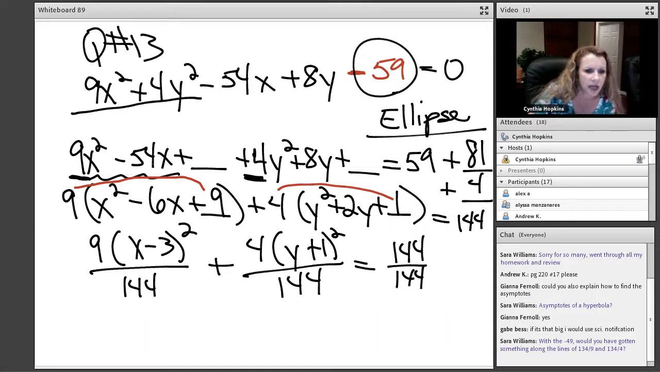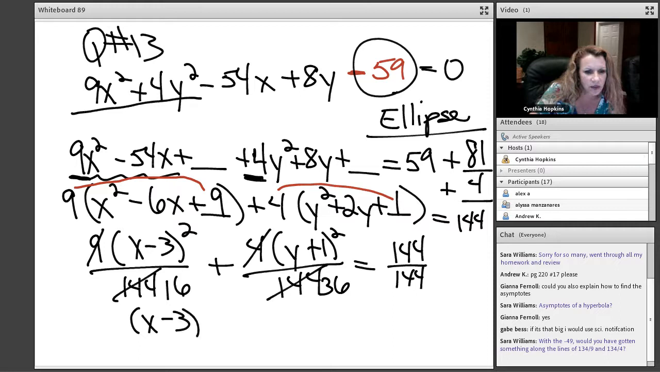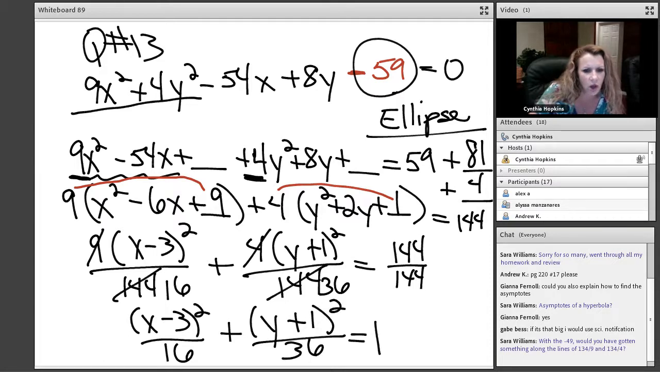Okay. 9 goes into 144, I believe 16 times. And 4 goes into 144 36 times. There we go. So I have x minus 3, the quantity squared, over 16, plus y plus 1, the quantity squared, over 36 equals 1. So all of that was to get this equation in standard form.